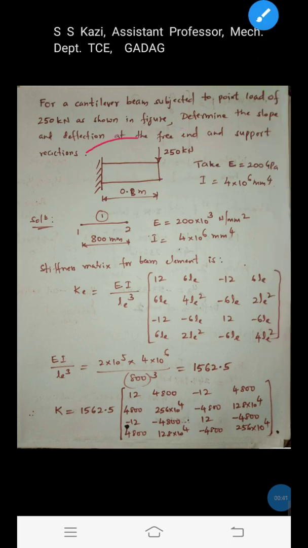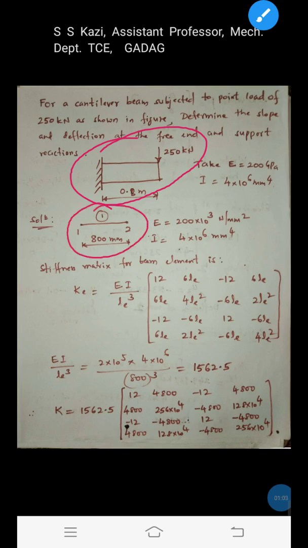Now, since there is no discontinuity in material property, no discontinuity in geometry, and no discontinuity in loading, the cross section is the same and the material is the same, so the entire beam can be considered as a single element having two nodes.